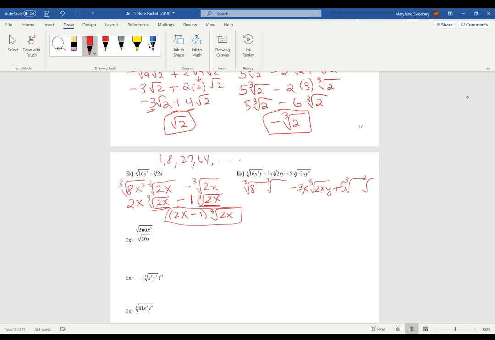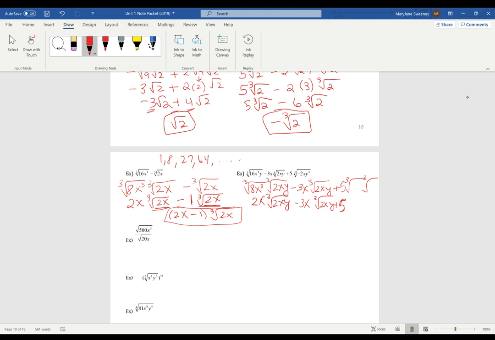Okay, so again, this is 8x cubed, which means we still need a 2, right? 8 times 2 is 16. X to the third times x is what gives you x to the fourth. And the y would go over here because we can't take the cubic root of y. So this is a 2x cubic root of 2xy minus 3x cubic root of 2xy plus 5.